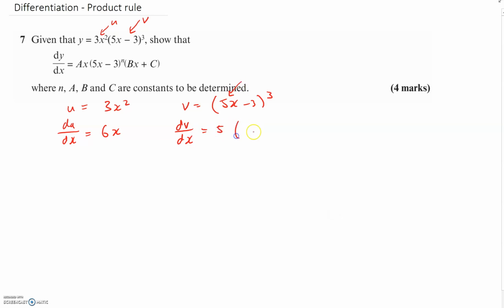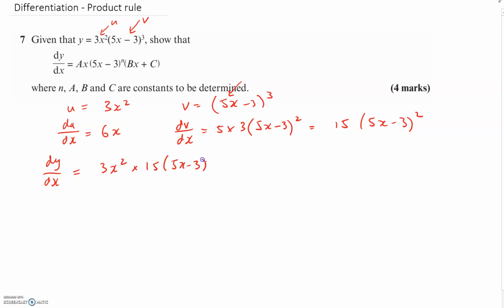multiply that by the derivative of the bracket, which would be this, and that would give us that. So that's your dv dx. The product rule says multiply them together. It doesn't say multiply them together. It says u times dv dx, which is that, plus v times du dx, which would be this.